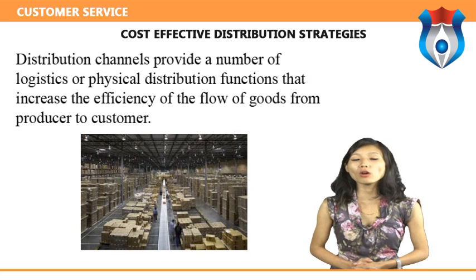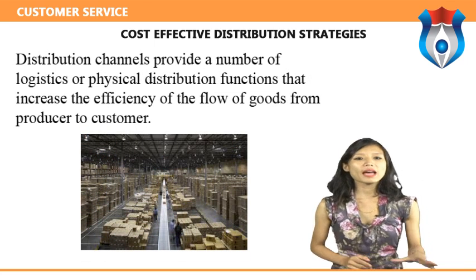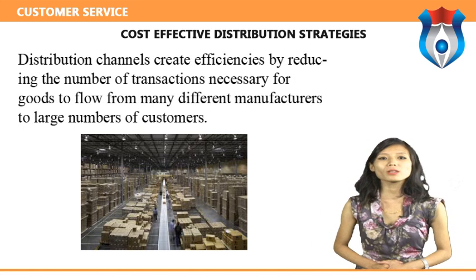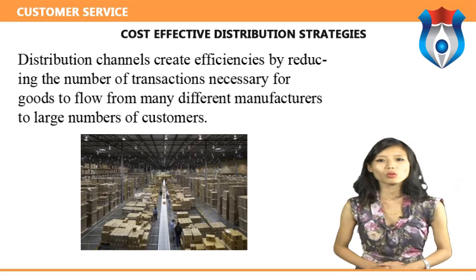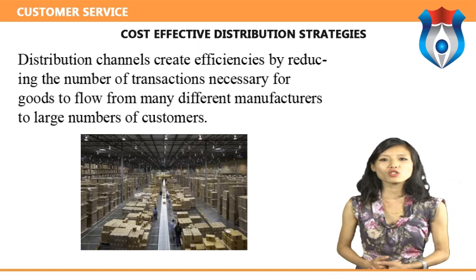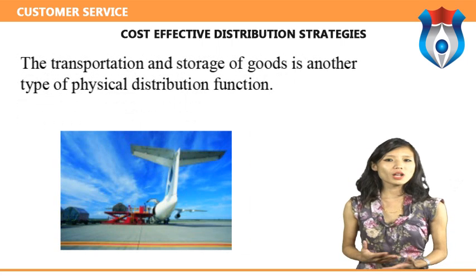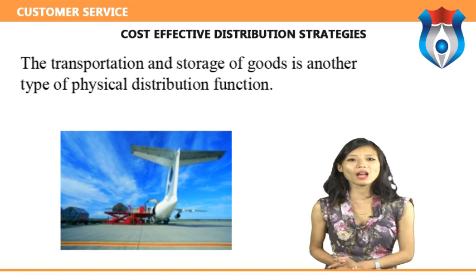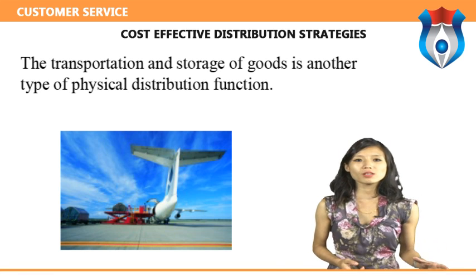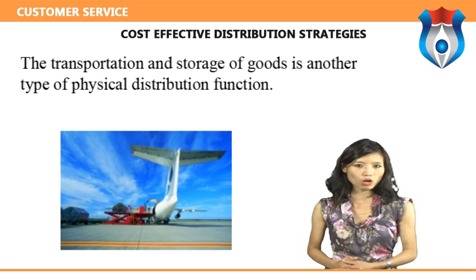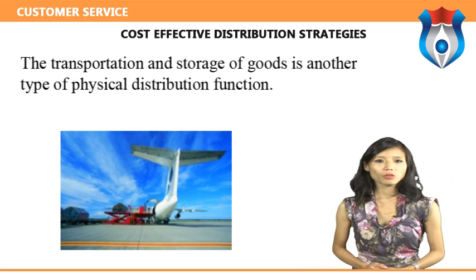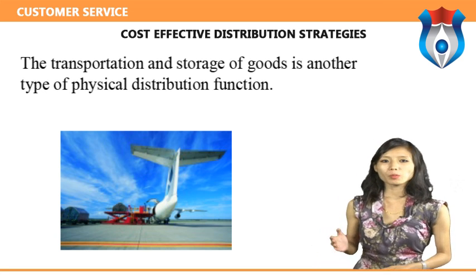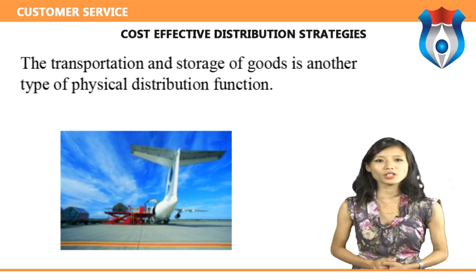Distribution channels provide a number of logistic or physical distribution functions that increase the efficiency of the flow of goods from producer to customer. Distribution channels create efficiency by reducing the number of transactions necessary for goods to flow from many different manufacturers to large numbers of customers. The transportation and storage of goods is another type of physical distribution function. Retailers and other channel members move the goods from the production site to other locations where they are held until they are wanted by customers. Channel intermediaries also perform a number of facilitating functions that make the purchase process easier for customers and manufacturers.